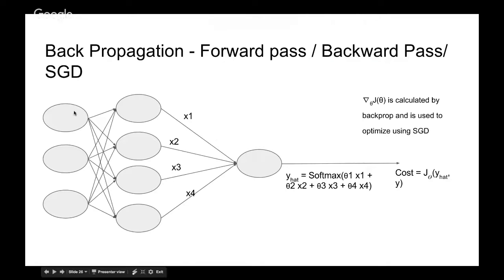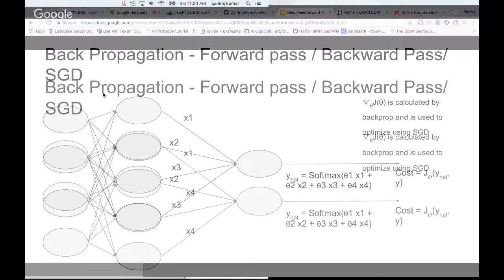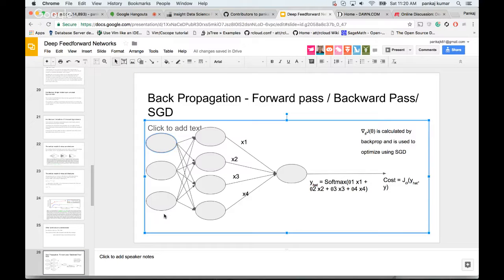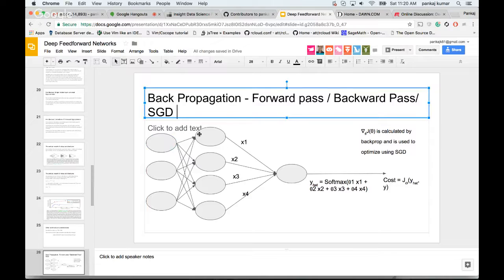Here, the forward pass is basically this. Let me draw this so it becomes clearer. These three are the first layer, and they give some inputs to the next layer. Those inputs go through a linear unit and then a sigmoid unit, and they compute x1, x2, x3, and x4.